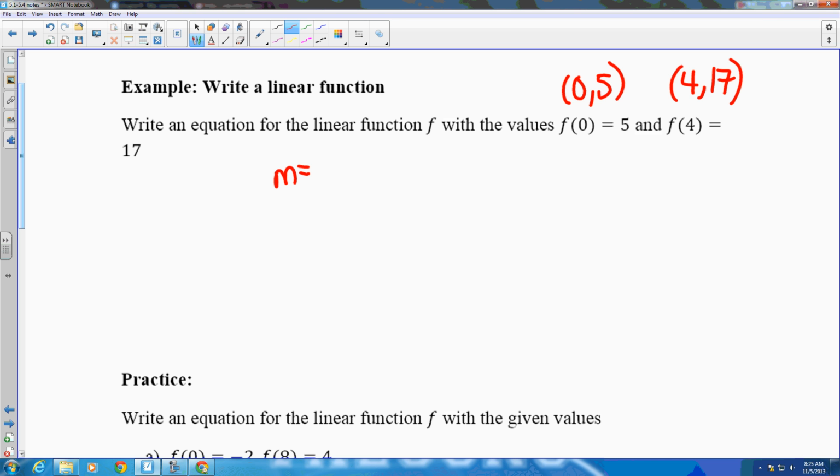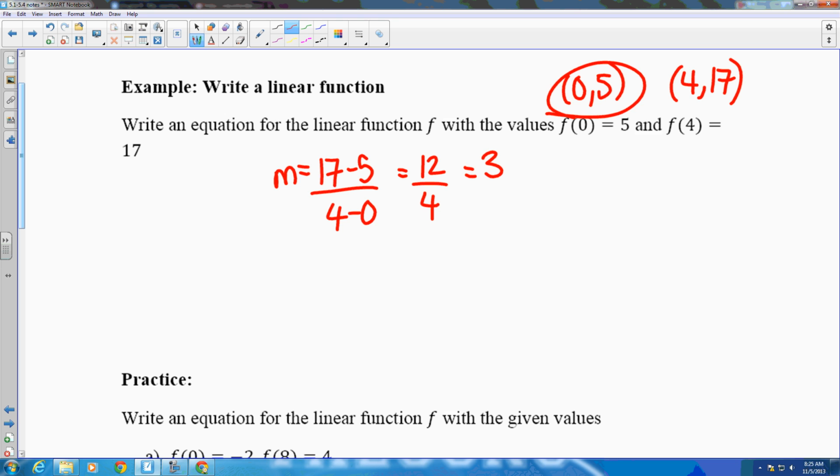Okay, we still need to find the slope. 17 minus 5 over 4 minus 0. 12 over 4, or 3. And again, we have a point that has a 0 in it, so this is our y-intercept. And our equation is y equals 3x plus 5.